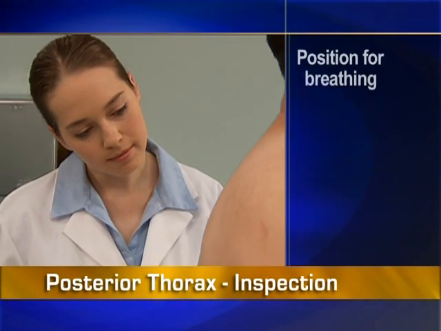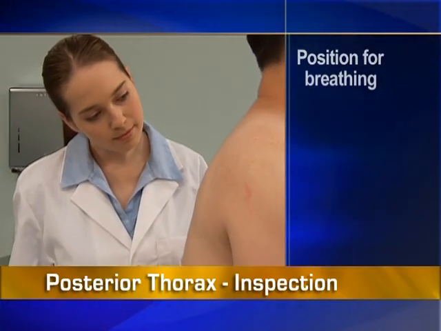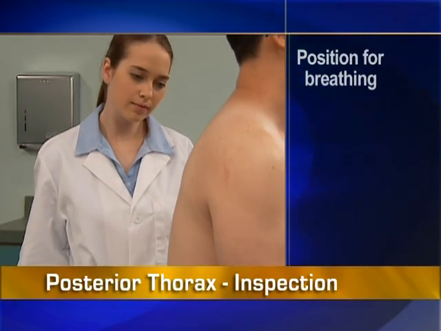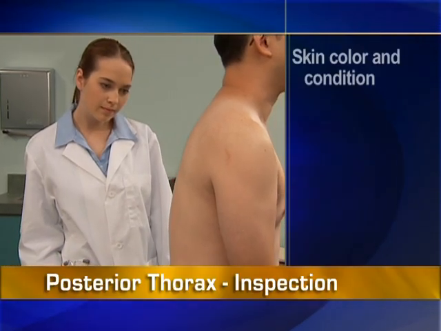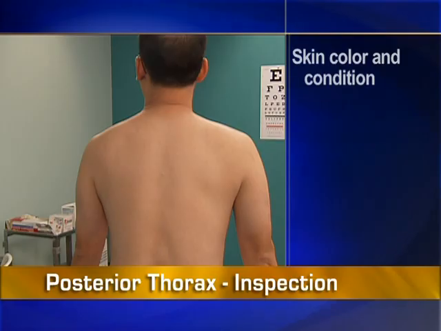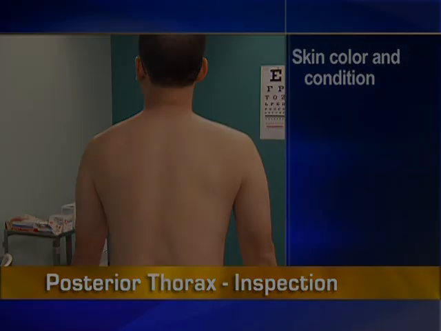Next, observe the position the person takes to breathe. It should be relaxed and support his weight, with his arms resting at his sides or in his lap. Then assess his skin color and condition. There should be no cyanosis, pallor, abnormal pigmentation, or lesions.